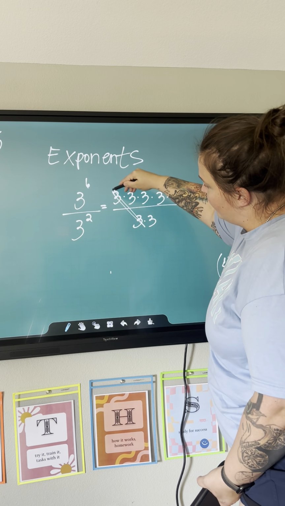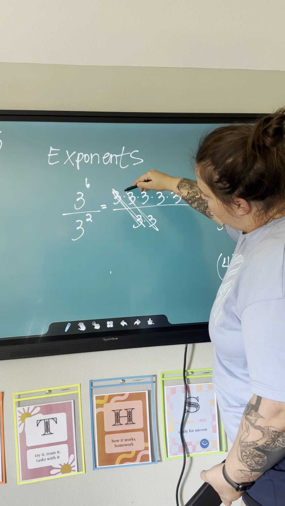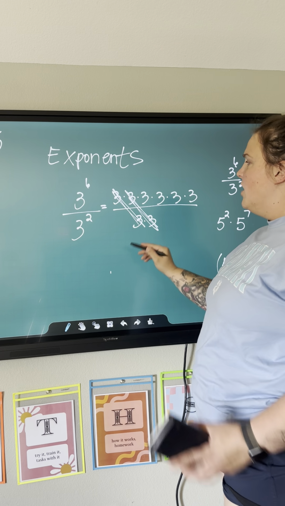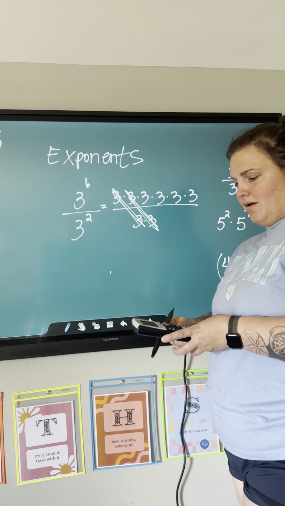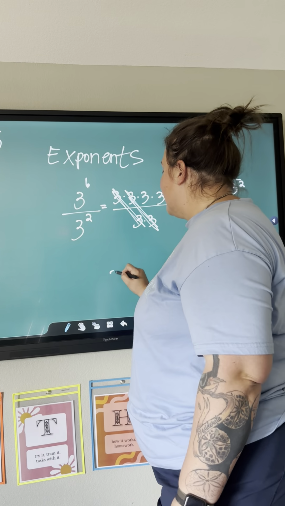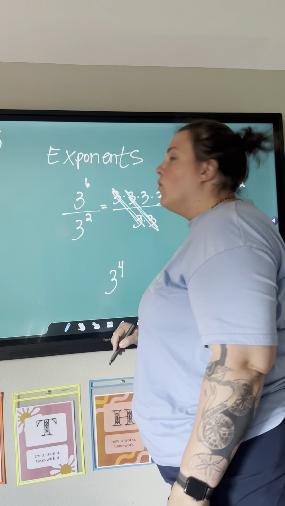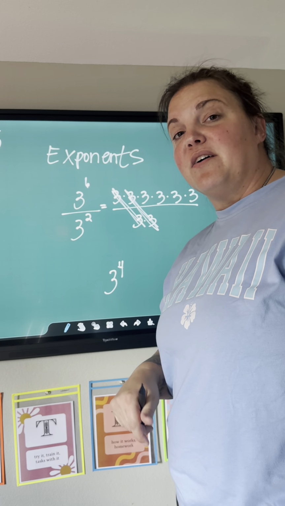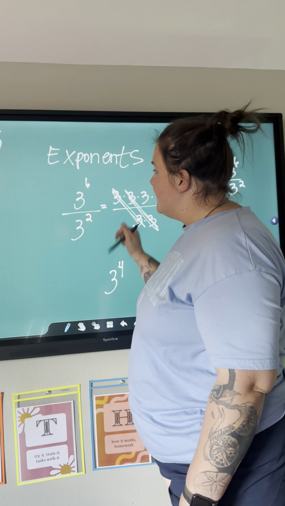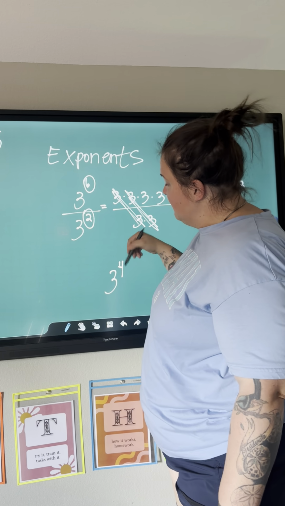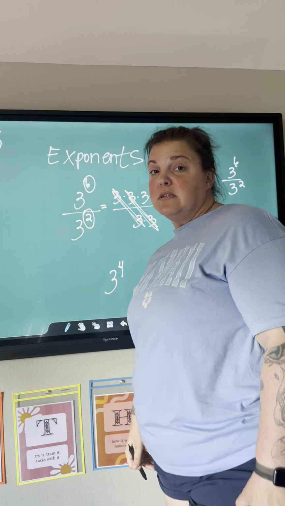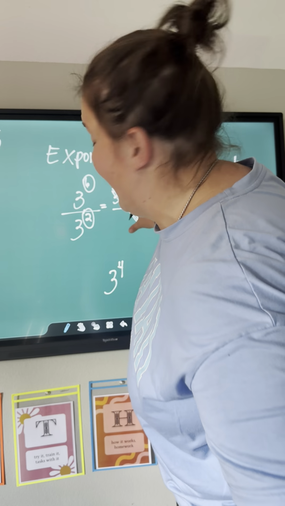3 divided by 3 is 1. 3 divided by 3 is 1. And now I have 3 times 3 times 3 times 3. What is 3 to the 4th? Oh, it's 81. I love this. When I did the multiplication, I told you, you can add the exponents together. When you divide, oh look, 6 minus 2 is 4. When you divide exponents, you can subtract them. And this is why, okay?